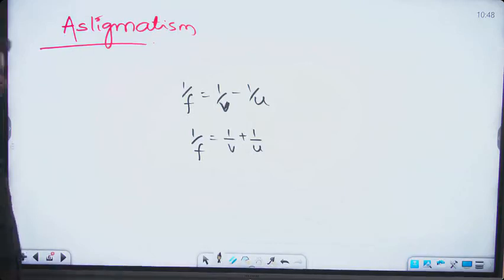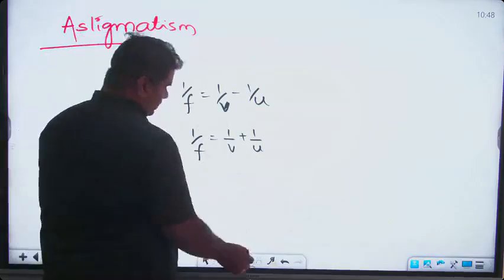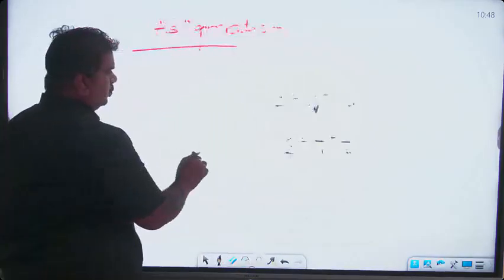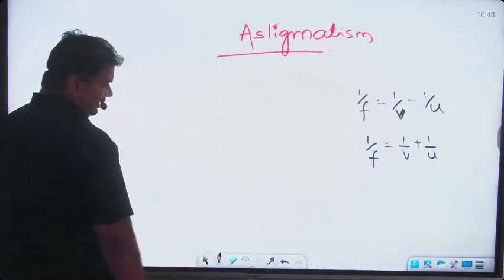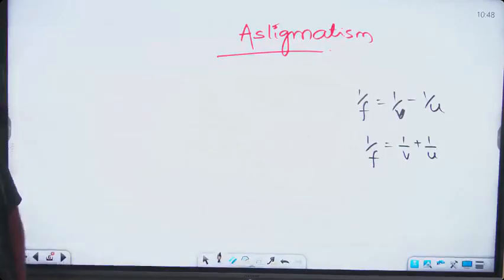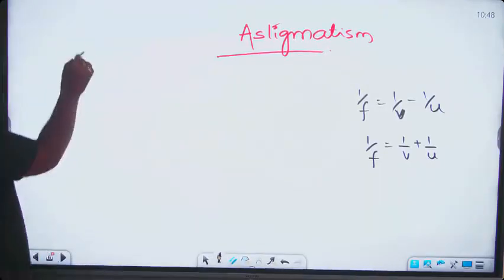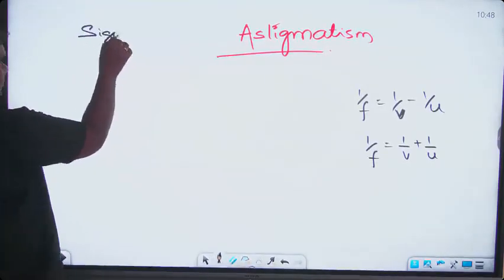Guys, I'll just conclude one thing very quickly. This topic for 5 minutes is exclusively for RRB students. RRB notification undi kabatti I don't want to disappoint you. I'm just giving you a quick thing: sign conventions.